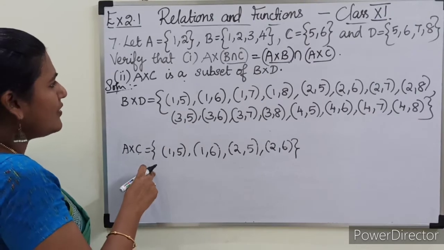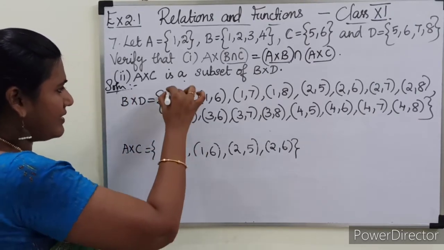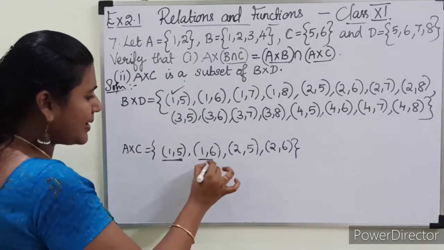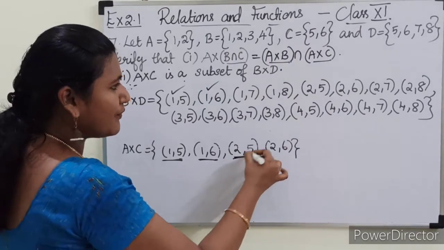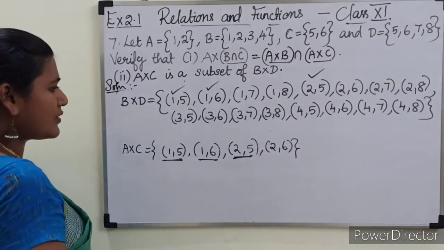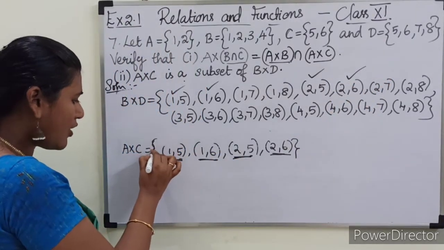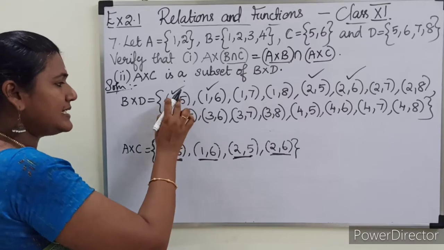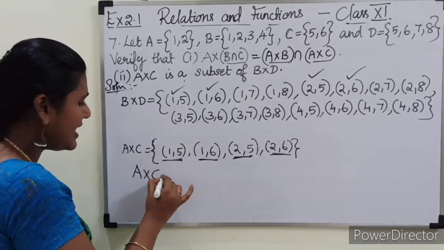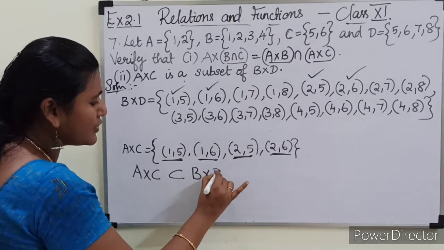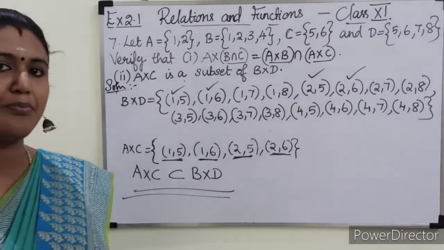Now we will compare B cross D and A cross C. Here we see (1,5) is there in B cross D. What about (1,6)? (1,6) is also there in B cross D. What about (2,5)? (2,5) is also there in B cross D, and (2,6) is also there. That means all the elements of set A cross C are there in set B cross D. So we can say that A cross C is a subset of B cross D. So this is what we actually had to prove.